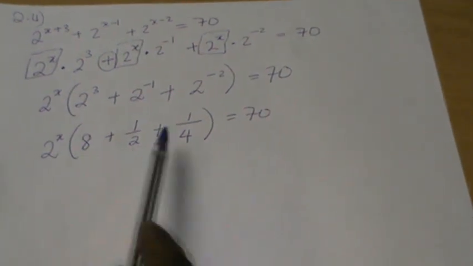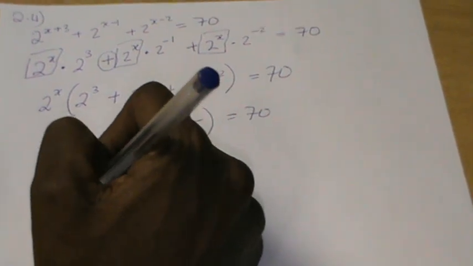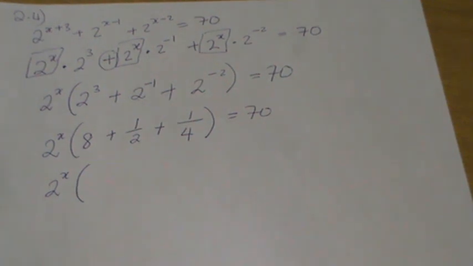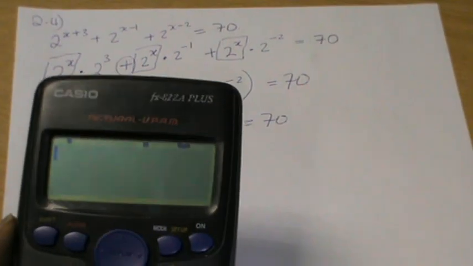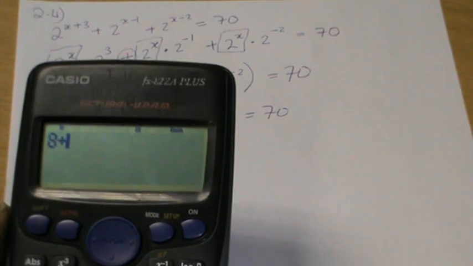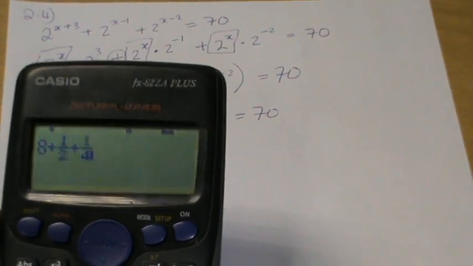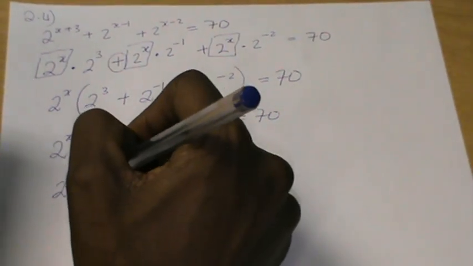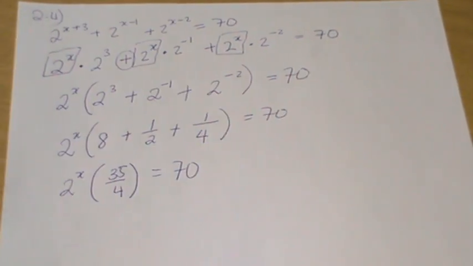Now I can see clearly that these are numbers that I can add together. So 2 to the power of x, and here I have 8 plus half plus 1/4. If you don't know how to do it, take your calculator. This question doesn't restrict us. It doesn't say do not do it without a calculator. So I'll do it. I have 8 plus half plus 1/4. What do I have? I have 35 over 4, and that's what I will write here. 35 over 4, and this should be equal to 70.